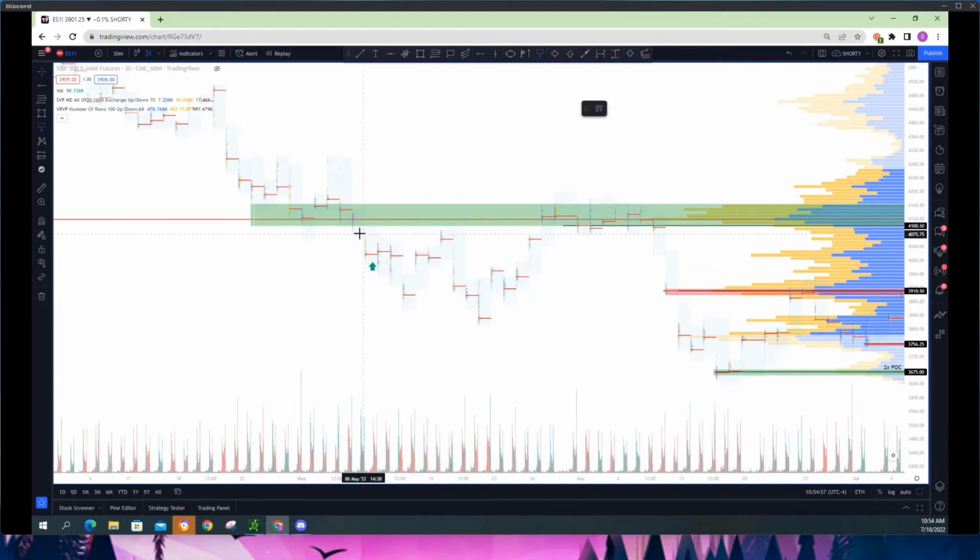So this POC, you just come here and you mark that, and you would put it like right there off of this POC, or if you put it in between these, that would be the level that you look at.